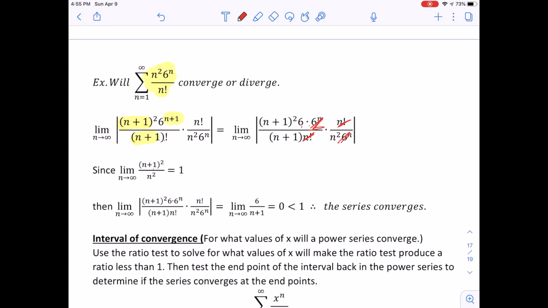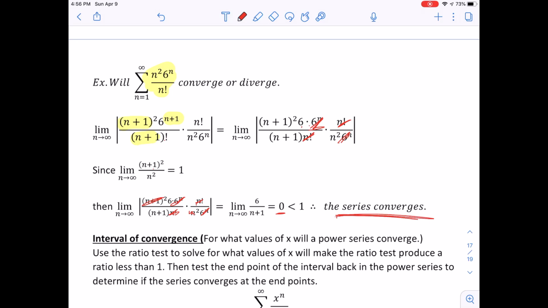So you're going to reduce this out, and after you apply the limit, these are going to go away, the n factorials are going to go away, and the 6 to the n is going to reduce out. All we're going to be left with is 6 over n plus 1. Now we apply this limit as n approaches infinity. Well, we have 6 divided by infinity, which is going to approach 0, which is less than 1.